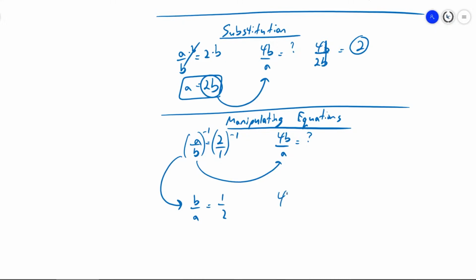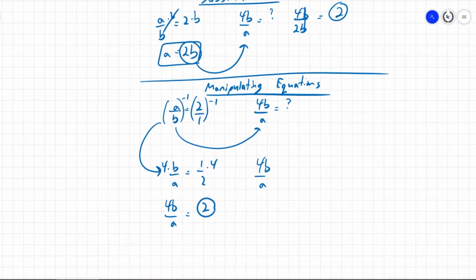Now remember, you're trying to get to 4b over a. That's what you're trying to turn this side into. So what would you need to do that? Just a 4. So multiply both sides by 4. Because you did it to both sides, it's totally fine. So there's your 2.